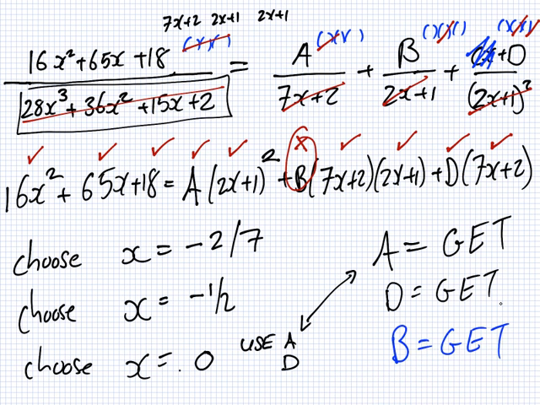Okay, so I want you to do that for me. I want you to get me the a, then the d, then the b, and see what you get.